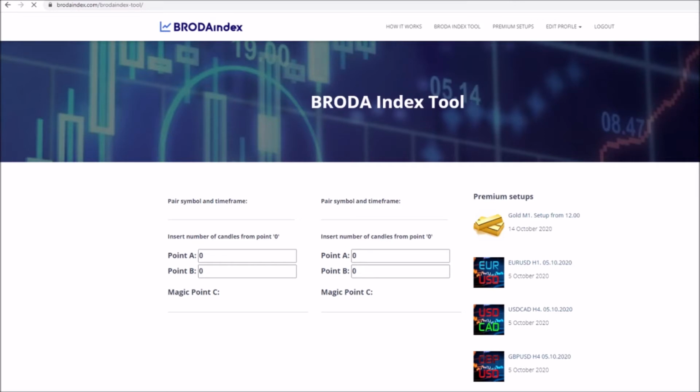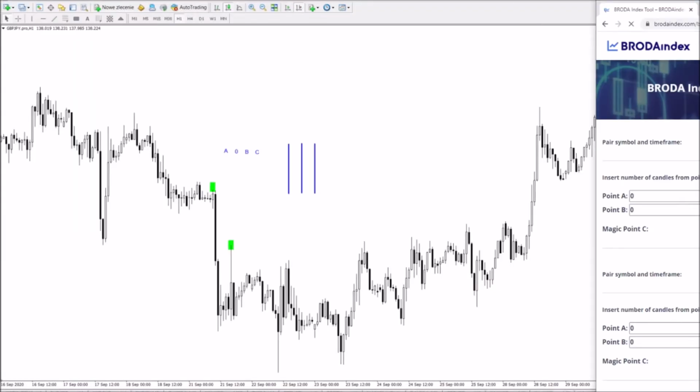Let's go to the trading platform. And I will go to the most popular one, which means MT4. And the example will be based on GBPJPY. Time frame is H1, and date 21 of September 2020. Start time is 9 AM.